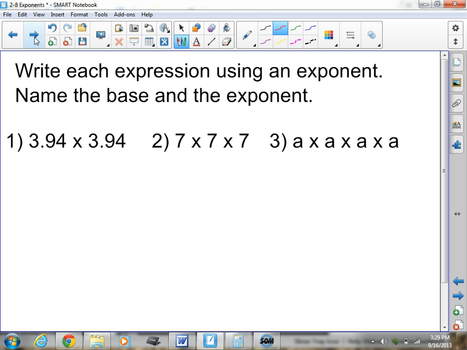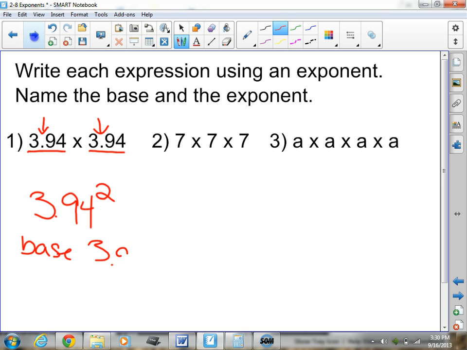So for 3 and 94 hundredths times 3 and 94 hundredths, my base number is this number right here, 3 and 94 hundredths. My exponent is how many times it is multiplied together. There's 1 here and 1 there. That's 2 times. So my exponent is 2. So my base number is 3 and 94 hundredths, and my exponent is 2.